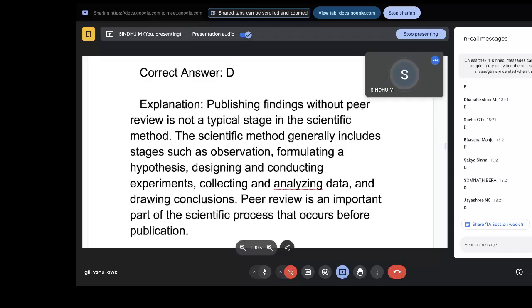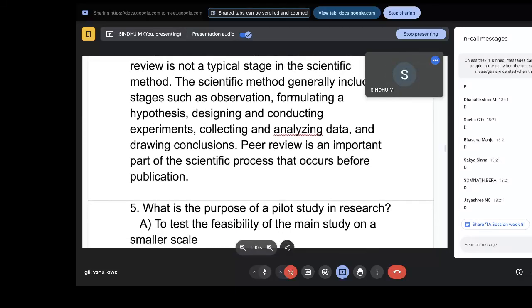Apart from that, tomorrow there is a revision problem solving session from 6 p.m. to 8 p.m. and the Google Meet link is the same, and the announcement is already made in the NPTEL portal. I think you'll be receiving a mail as well tomorrow. So if anybody wants to revise the syllabus, you can join that revision session tomorrow. Okay, so let's go to the next question now.